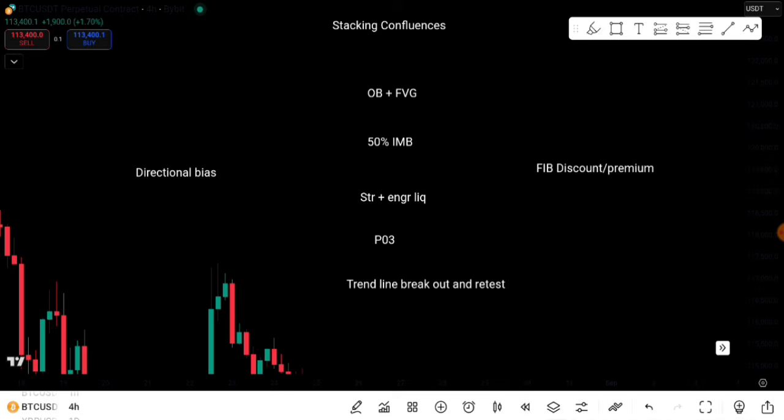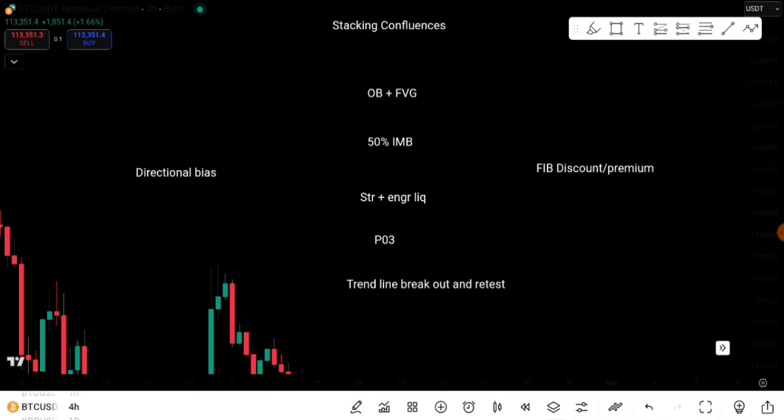You are seeing a 50% imbalance level. That same imbalance level, when price shifted, created an order block. The order block has an FVG. You can now stack those confluences together. It is also in the 50% or premium region, right? It also created an engineered liquidity. So stacking all these confluences together will give you what we call a high probability setup. It means this particular setup is high probability because all these confluences are in check.